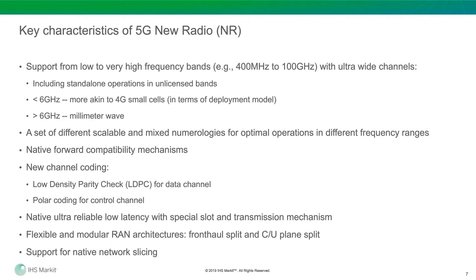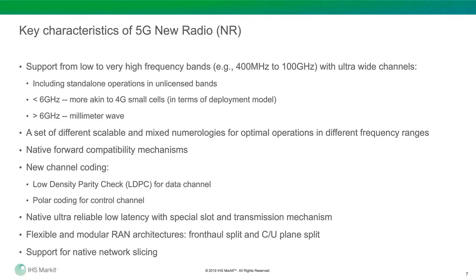Also, 5G brings a set of different scalable and mixed numerologies for optimal operations in different frequency ranges, with numerology being defined as the OFDM configuration in terms of things like subcarrier spacing and clock frequency. Also, in order to achieve ultra-high data rates while supporting ultra-low latency, the industry has agreed to adopt polar coding for the control channel and low-density parity check for the corresponding data channel.